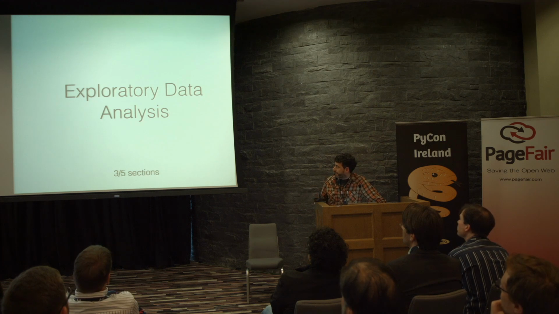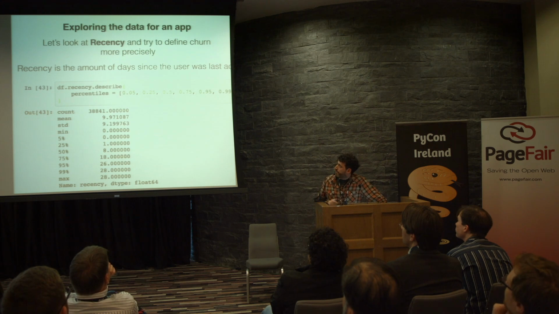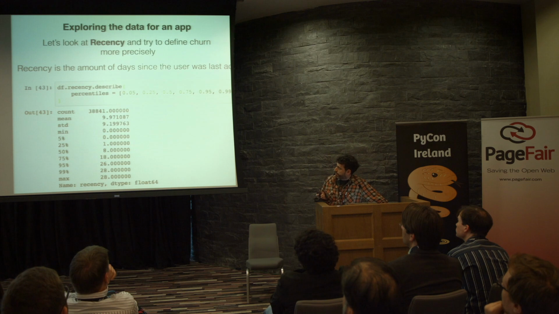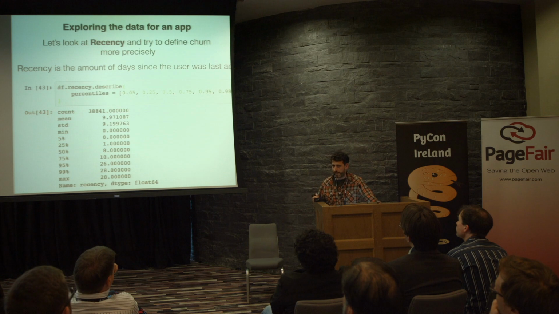The first step is exploratory data analysis. So I'm trying to predict churn. A very useful explanatory variable for that is recency. Recency of a user is when we last saw them. So if I use the app yesterday, then I have a recency of 1. If I use it today, I have a recency of 0.